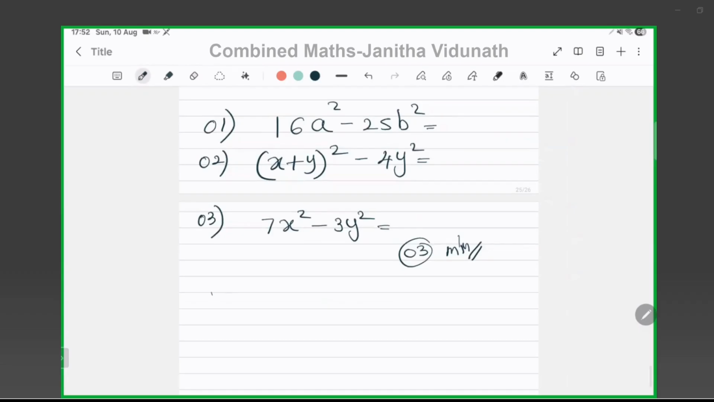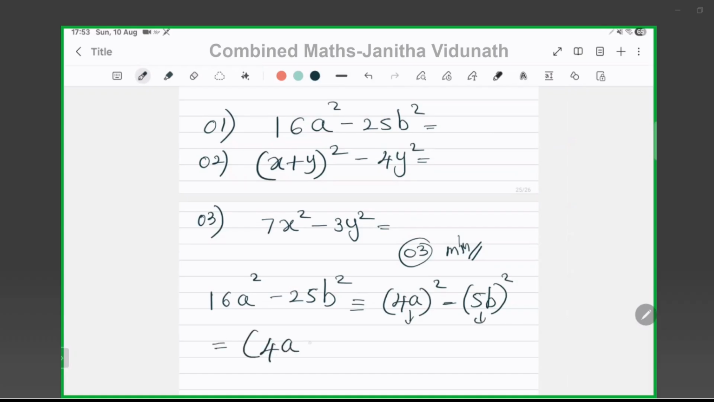First is 16a square minus 25b square. This can be written as 4a whole square minus 5b whole square. The term inside of the square is 4a, the first term, and the second term is 5b. Then we can write this as first term minus second term times first term plus second term.